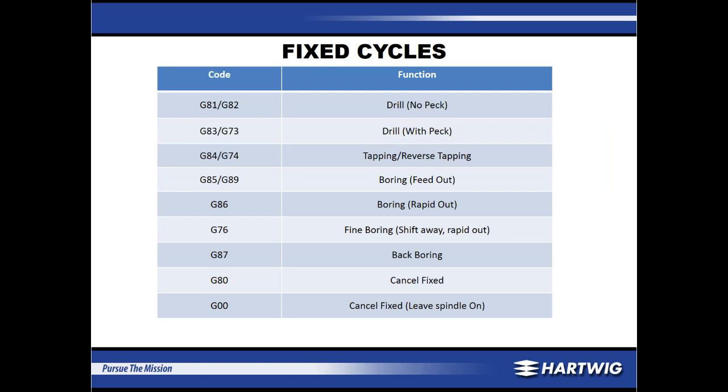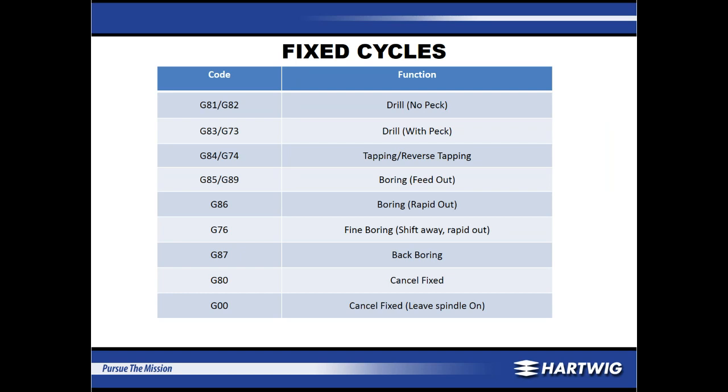We have G85 and G89, which work for boring. Both of those operations feed the boring tool out. We have a G86, which we would use for boring if we wanted to rapid it out. A G76 is a fine boring cycle, and that tool path will actually shift the cutter slightly away from the work before rapping it out of the hole. We have a G87 cycle that can be used for back boring, and G80, which is not a cycle, is used to cancel fixed cycles. And G00 can be used to cancel a fixed cycle and leave the spindle on.